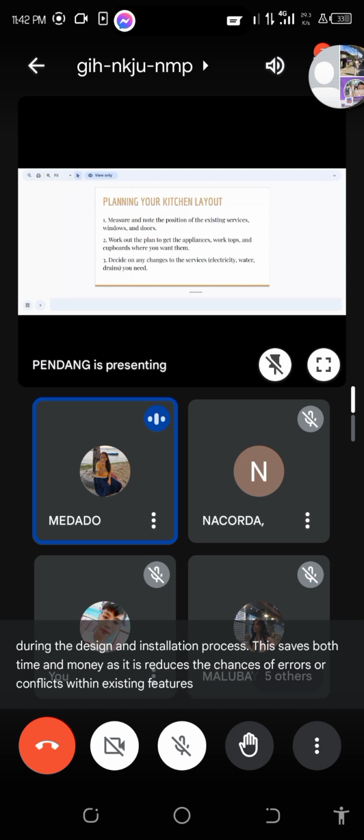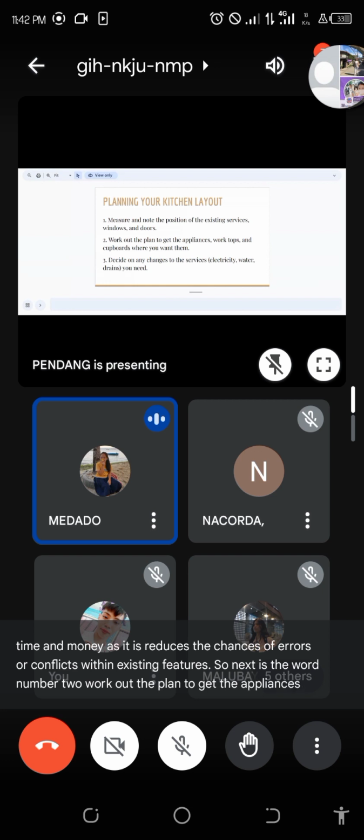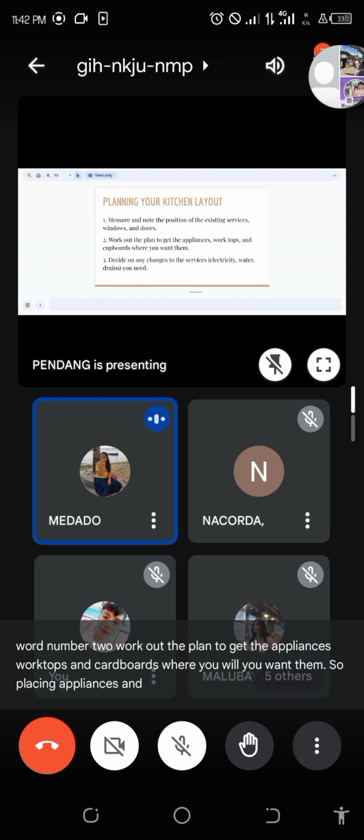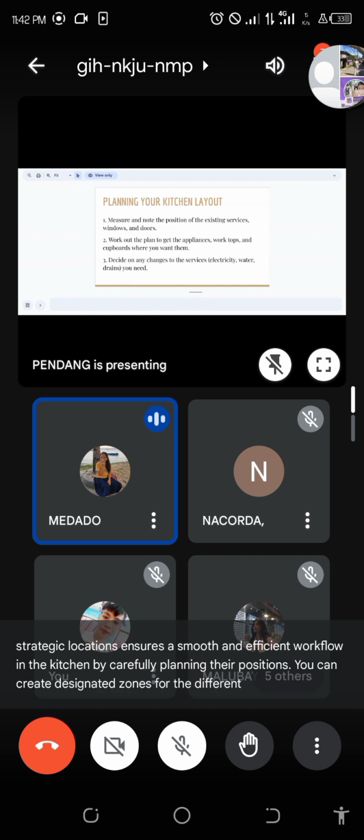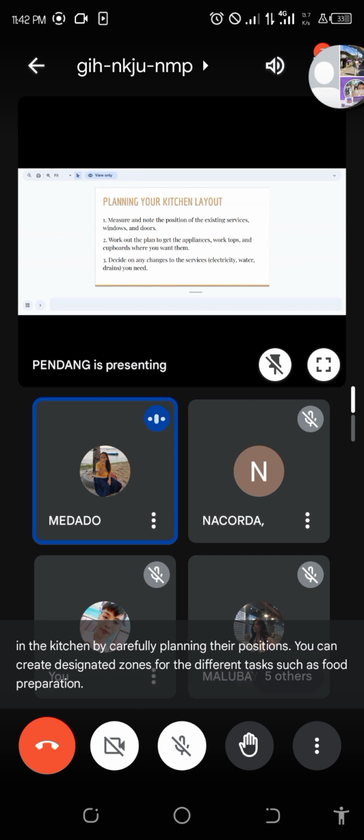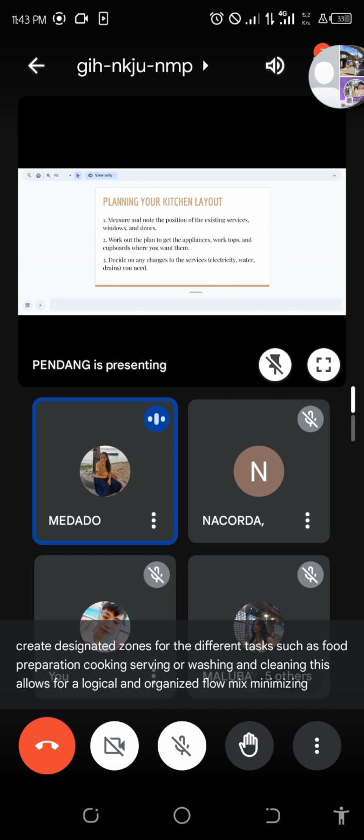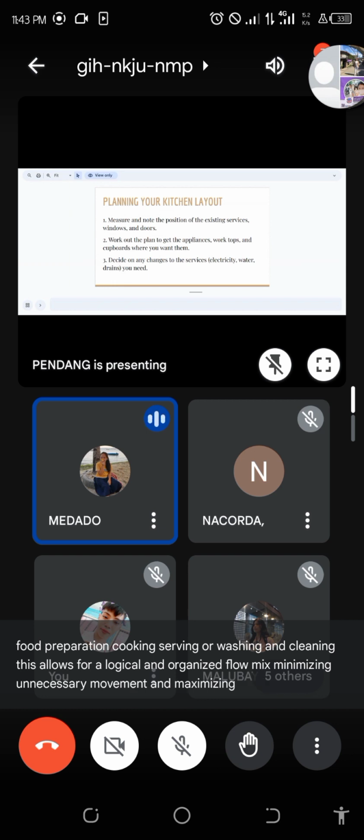So next is number two, work out the plan to get the appliances, worktops, and cupboards where you want them. Placing appliances, worktops, and cupboards in strategic locations ensures a smooth and efficient workflow in the kitchen. By carefully planning their positions, you can create designated zones for the different tasks, such as food preparation, cooking, serving, or washing and cleaning. This allows for a logical and organized flow, minimizing unnecessary movement and maximizing productivity.